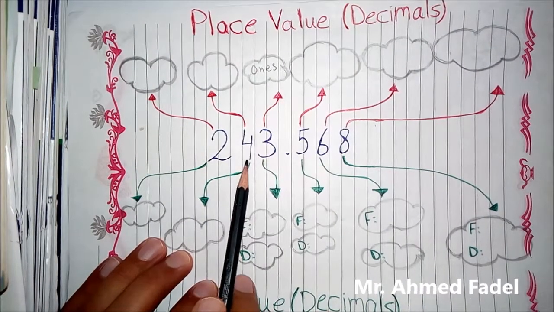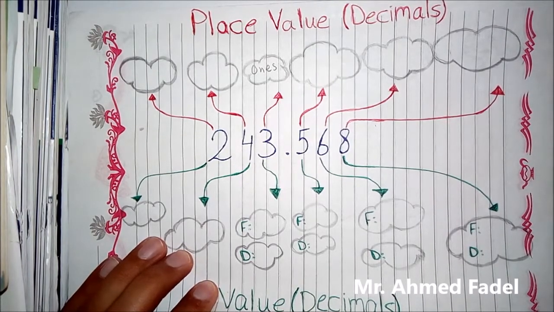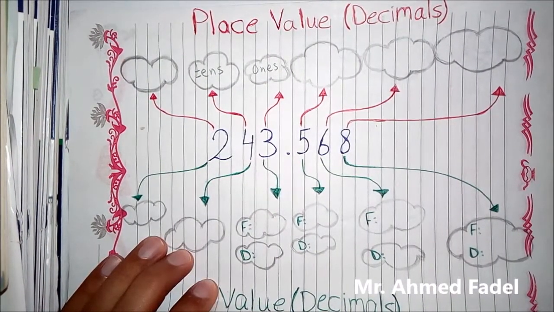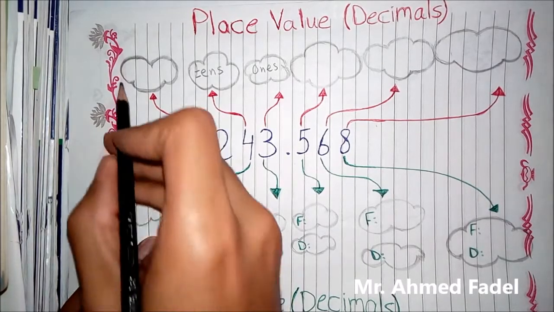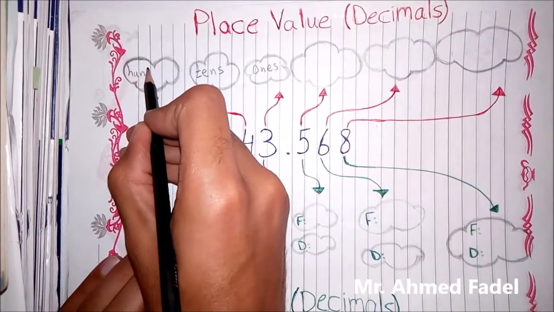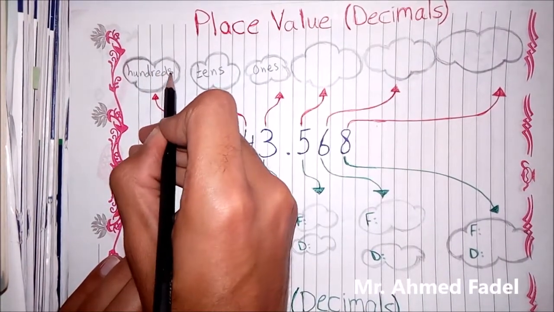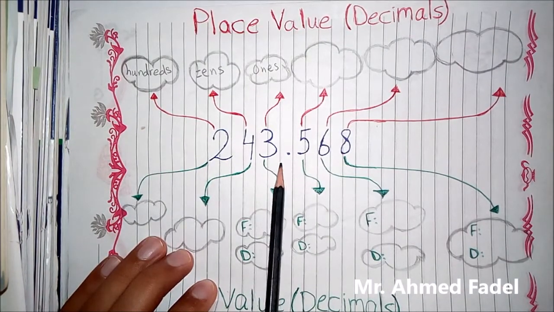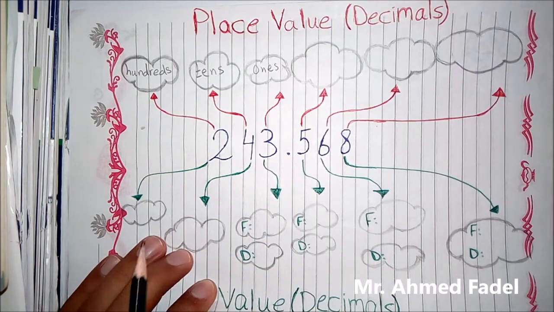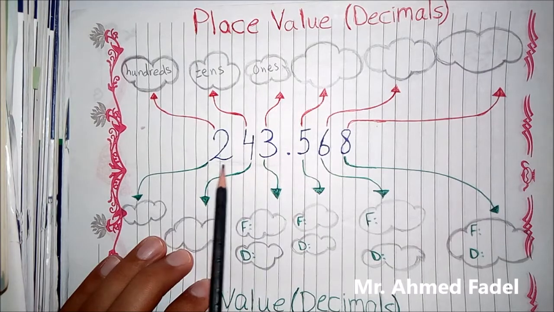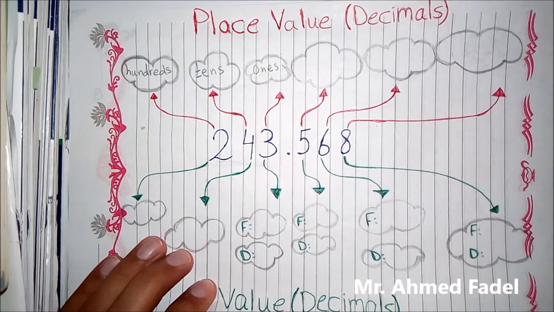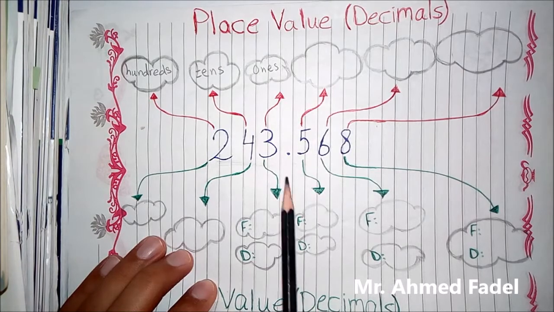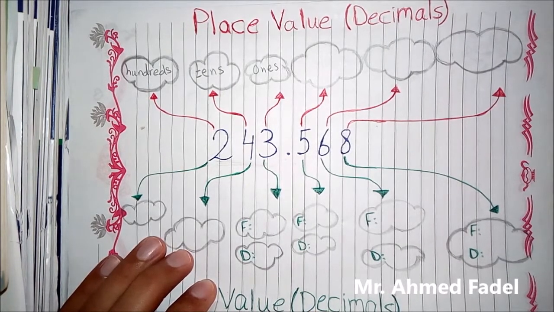The place value of the second digit before the decimal point is tens. The place value of the third digit before the decimal point is hundreds. And so on. After hundreds, if you have other digits, we just say thousands, 10,000s, 100,000s, and so on. So this is how we deal with the digits before the decimal point, the left side here. All right. So what about the digits after the decimal point, Mr. Ahmed? Good question.